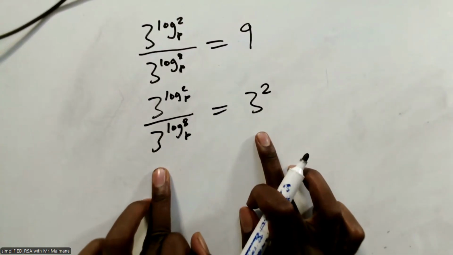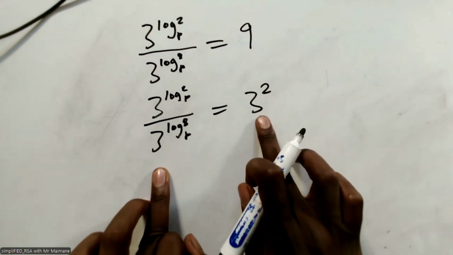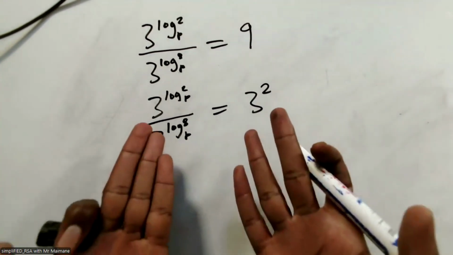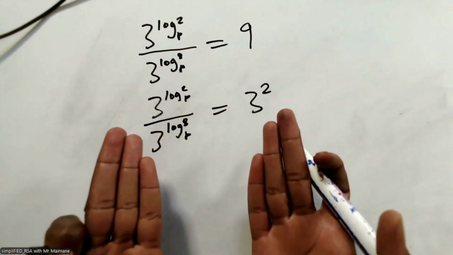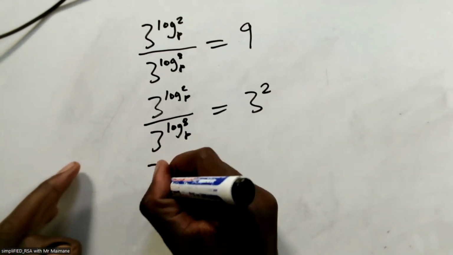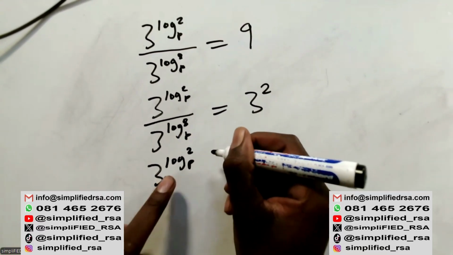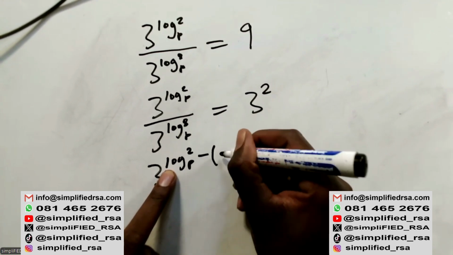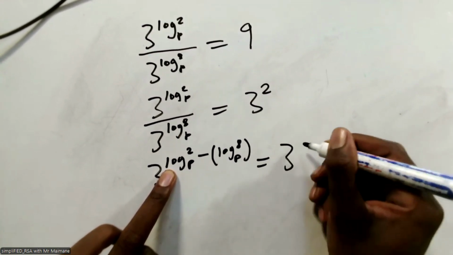Because I know that 9 is the same as 3 squared. I can choose how I want to rearrange this, I can play around with the way I want. But for now, I choose to say base 3 to the log 2 base p minus log 8 base p is equal to 3 squared.